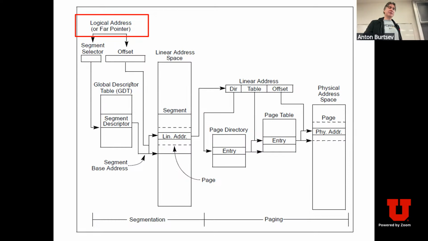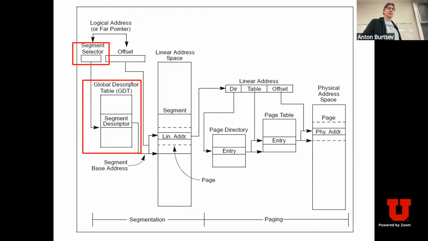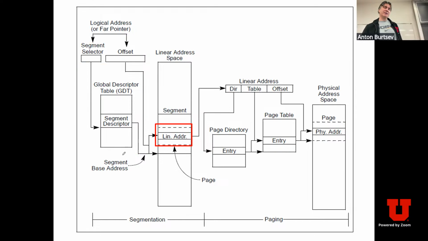You start with the logical address, these two parts. One of them is an index in, let's say, the global descriptor table. The other is an offset. You do this base address plus the offset computation, and you get the linear address within the segment, hopefully. The entire thing is called the linear address space, and that becomes an input into the paging unit. This is the boundary between segmentation and paging.